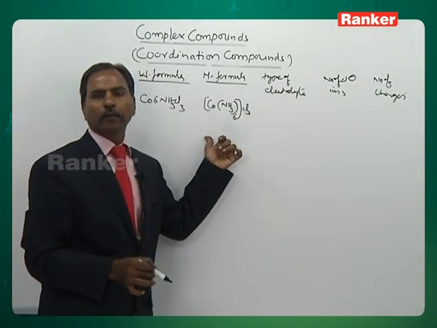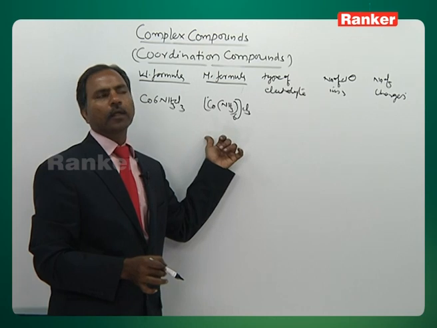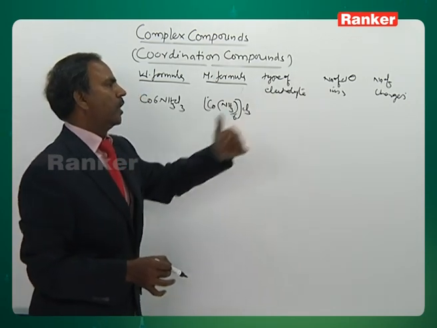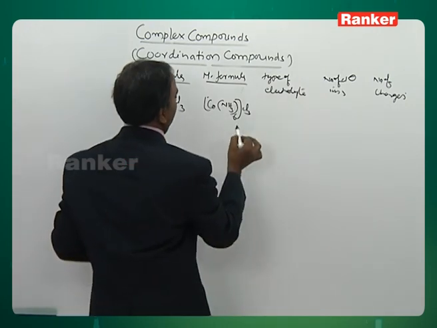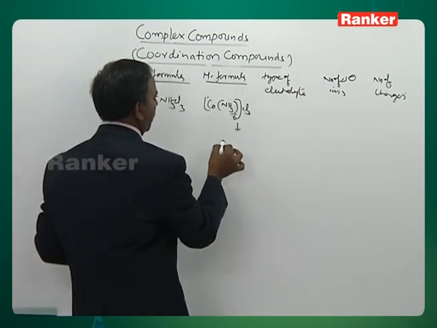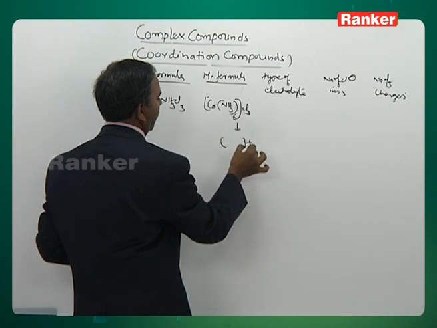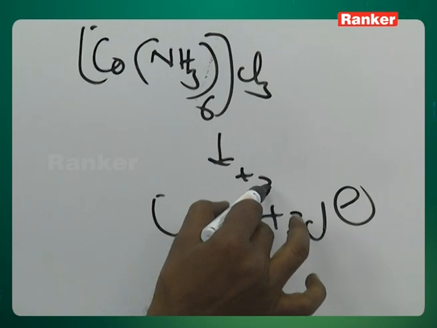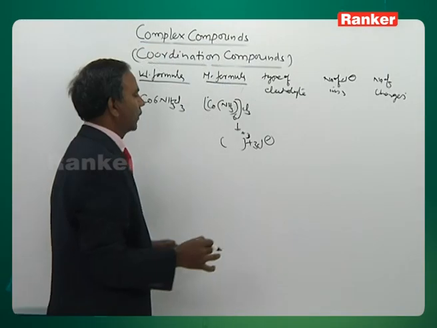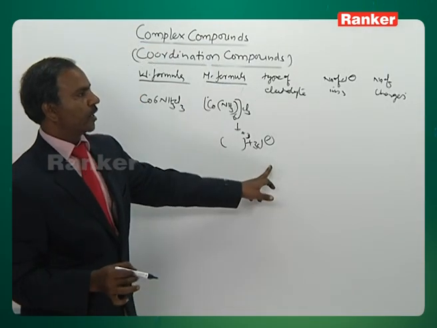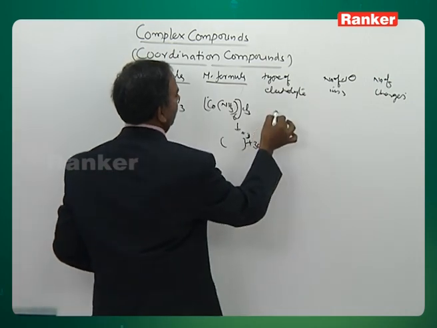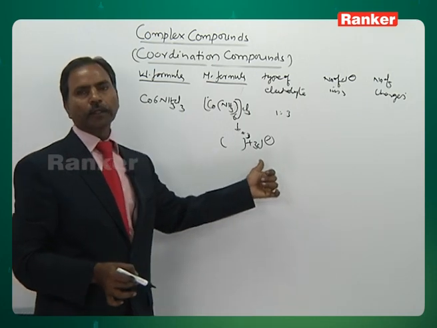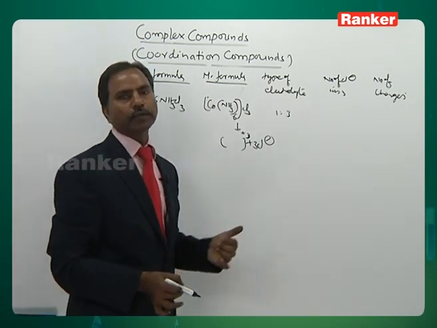This is the modern formula. Now, how many total charges? What is the type of electrolyte? The type of electrolyte you can say: you put this into water and you get a complex ion and 3 Cl- ions. So one complex ion and 3 Cl- ions, you can consider it a 1:3 electrolyte, 1 cation, 3 anions, that is 1:3.